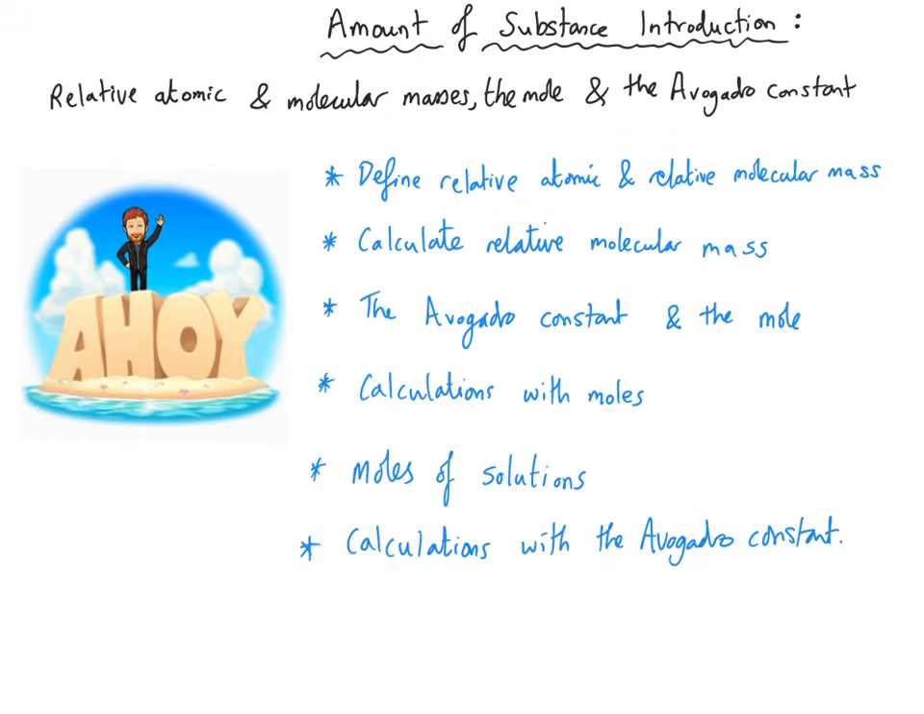Hello everybody and welcome to this A-level chemistry video, which is an introduction to the amount of substance topic. In this video we're going to look at the relative atomic and molecular masses, the mole and the Avogadro constant. So we'll start by defining relative atomic mass and relative molecular mass. Then we'll look at how you can calculate relative molecular mass. And then we will explain what the Avogadro constant is and explore its connection to the mole.